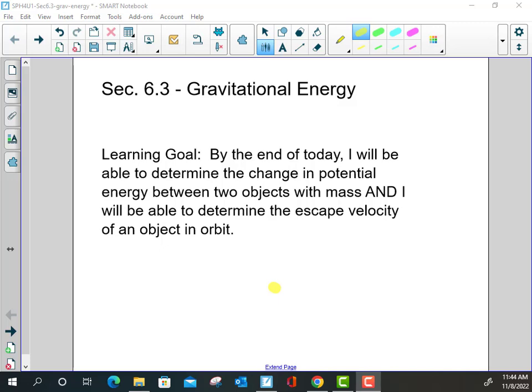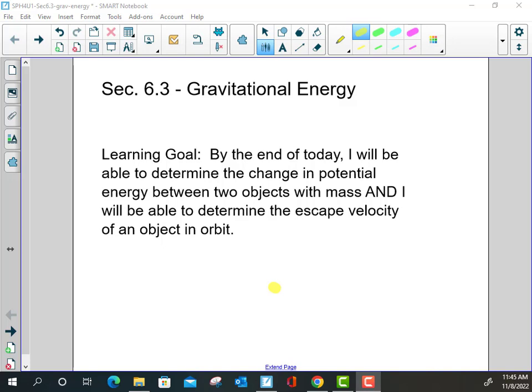Alright, today we're going to revisit gravitational energy. So we have our previous version of gravitational energy we called EG, and we had mass times gravity times height. So we're going to revisit this with a little bit of a new lens.